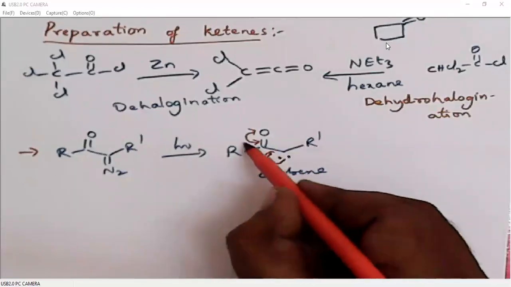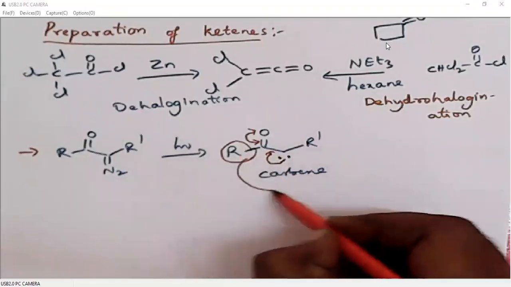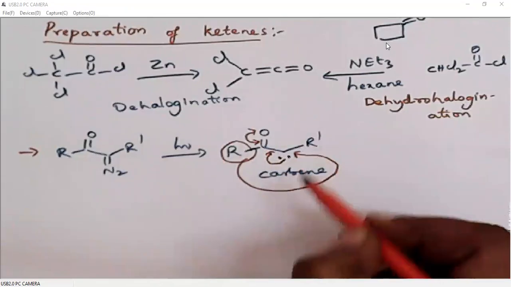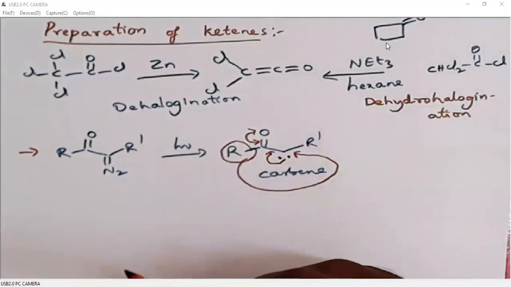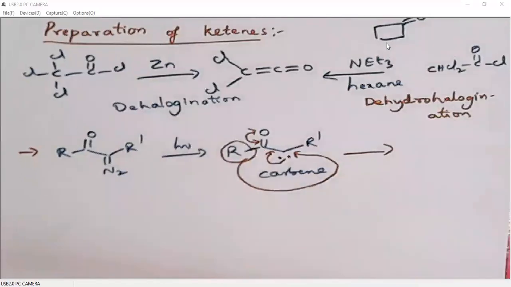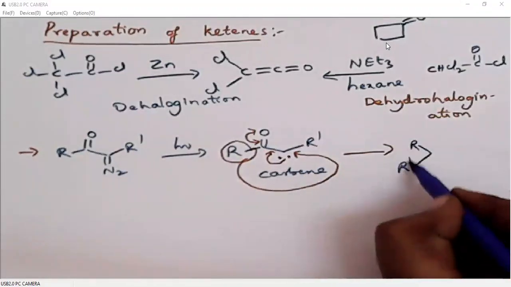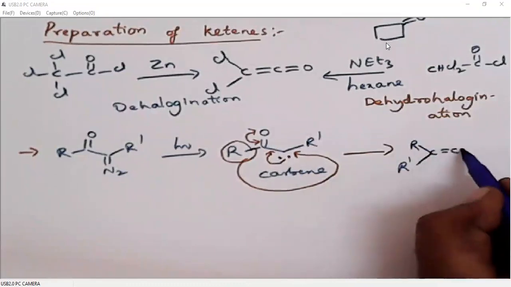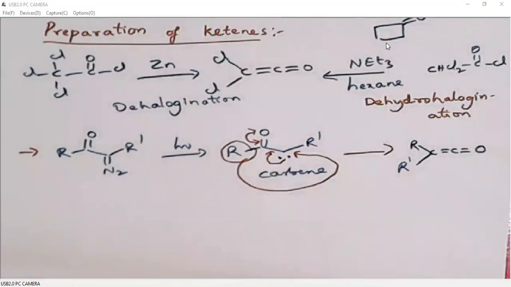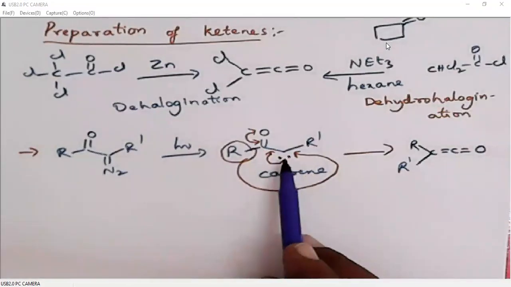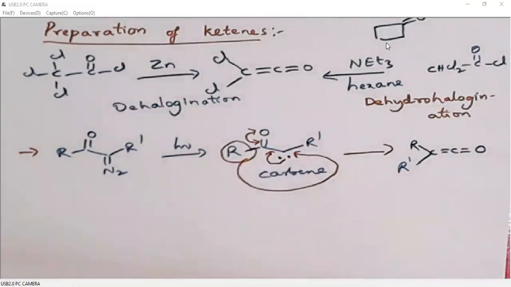So this alkyl group will undergo migration. So overall it leads to alkyl migration, followed by ketene generation. So ketenes can also be prepared from a carbene which is alpha to the carbonyl.